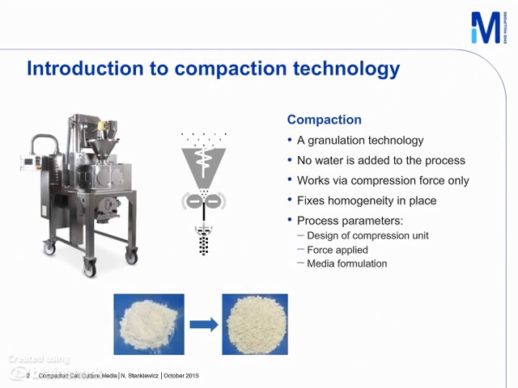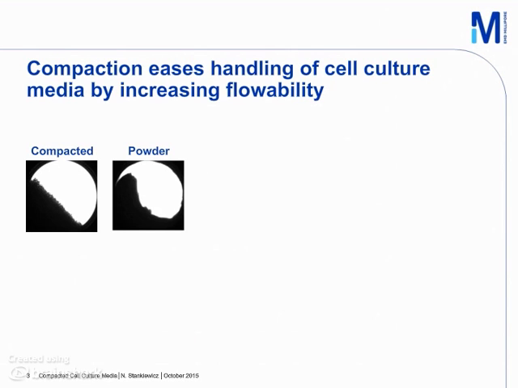In the next slides, I'd like to highlight the advantages of this technology, making dry powder cell culture media more efficient to handle. The first advantage compacted cell culture media can bring to the upstream process is easier handling of bulk material thanks to improved flowability properties. The picture of a revolution flow analysis here illustrates this effect quite nicely.